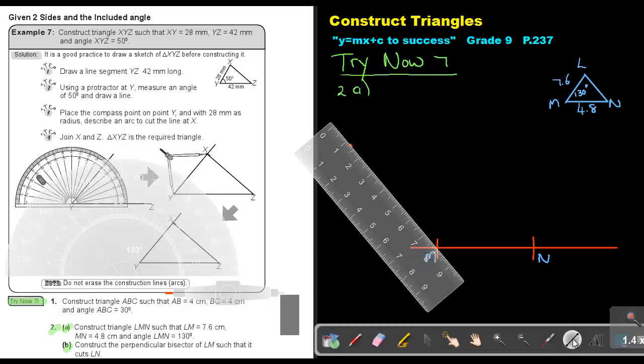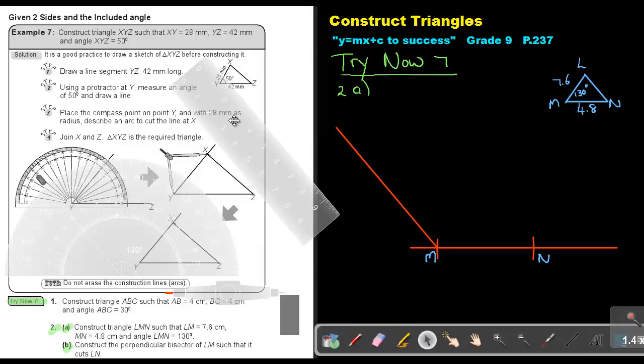Okay, and then just take the ruler and extend this line. So you basically just draw a line there. Okay, let's see if it's going to be 7.6. Wow, maybe we're going to make it. I would have loved it if it were a little bit longer, but let's see if it's going to fit.